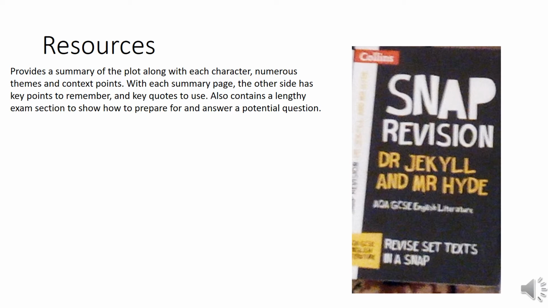This is the Snap Revision Guide. It provides a brief summary of each chapter, along with summaries for the characters and the key themes in the novel. It also contains a timeline and context points for the Victorian times. With each summary page, the next page provides a few basic knowledge questions, along with some key quotes about the chapter or specific character, which you can go through to quickly learn before your exam.